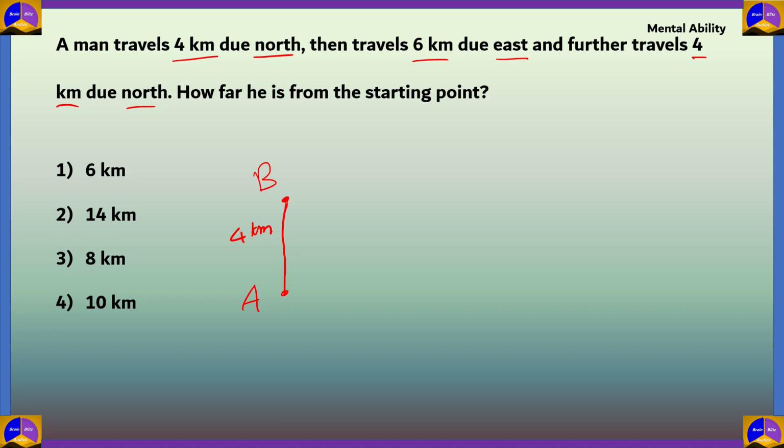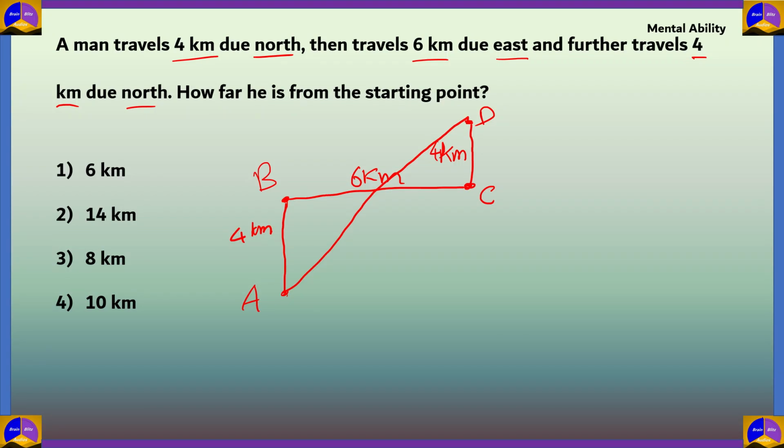Now the man then travels 6 km due east. So this is 6 km. Let's call this as point C. And then the man further travels 4 km due north, and let's call that point D. Now we need to find how far he is from the starting point. So the shortest possible route is this.